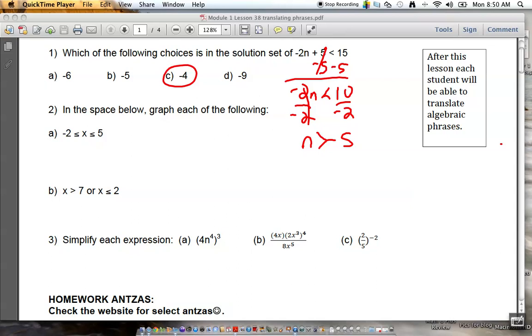Okay. Next, in the space below, graph each of the following. Now, I don't think I did too much of this the other day, but this is pretty easy. This is a bounded interval. When I describe this as a bounded interval, does that make sense? Doesn't it look like it has a place where it begins, and a place where it ends? So when I graph it, let's put those two places there, -2 and 5.